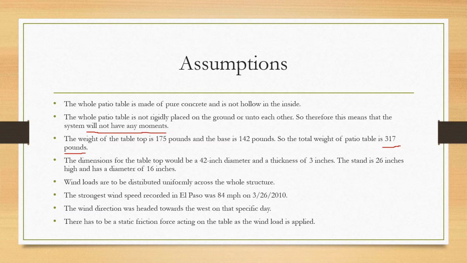Wind loads are to be distributed uniformly across all the components of the structure. The strongest wind speed recorded in El Paso that I figured out was 84 miles per hour on March 26, 2010. The wind direction was headed towards the west on that specific day, actually, and there has to be a static friction force acting on the table as the wind is applied.